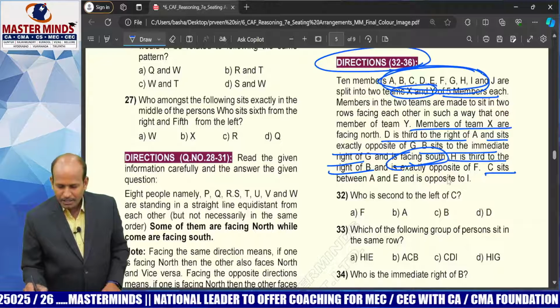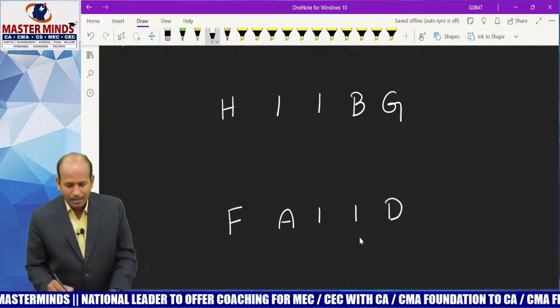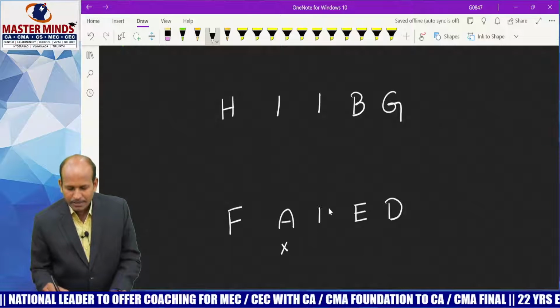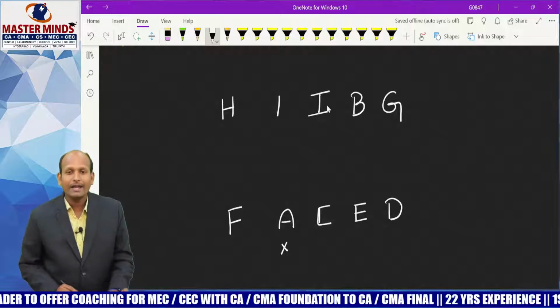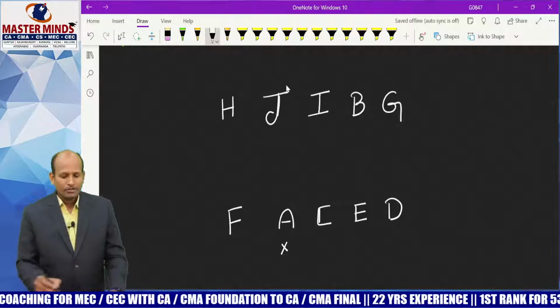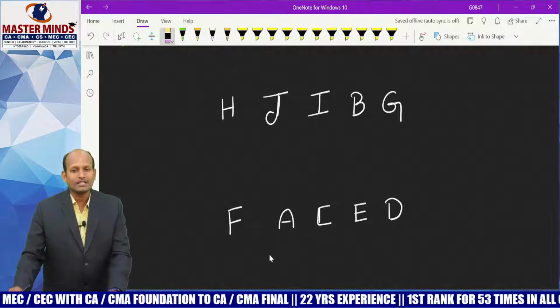C is between A and E and opposite to I. C is between A and E. Actually we have A, then you can make it E. Between A and E we have the letter C, and C is opposite to I. Then the remaining letter is J, you can place it there. So now it is a complete explanation for the double-lined sitting arrangement.